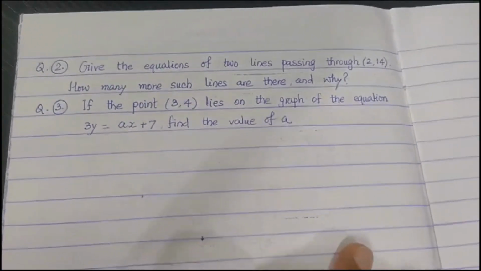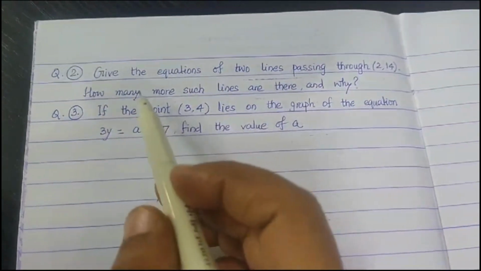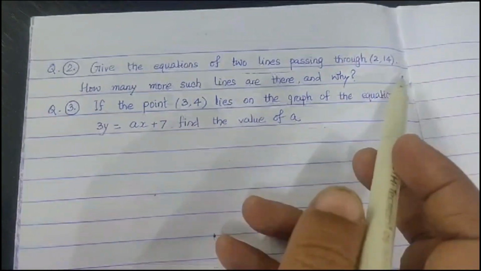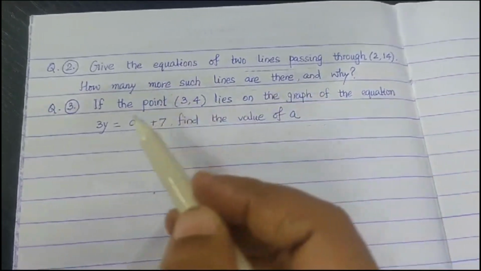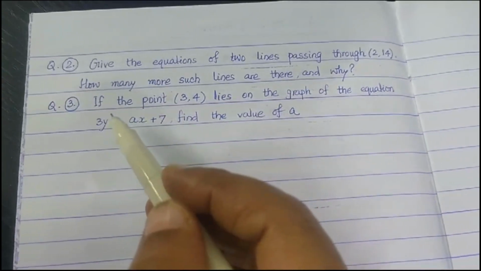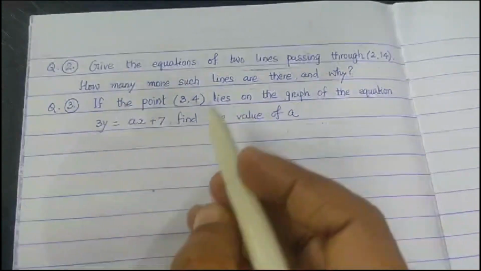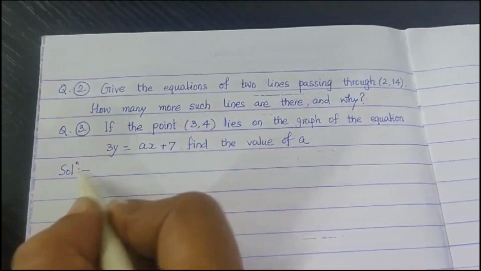Now let us solve these 2 questions, question number 2 and 3. The first one is: give the equations of 2 lines passing through (2, 14). How many more such lines are there and why? And the third one is: if the point (3, 4) lies on the graph of the equation given, find the value of a. So first of all, let us solve question number 2.